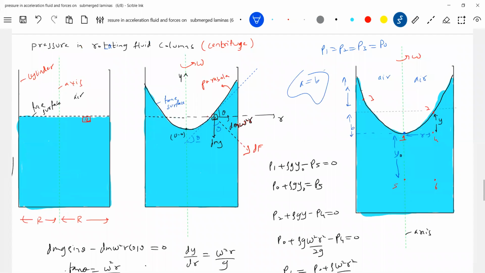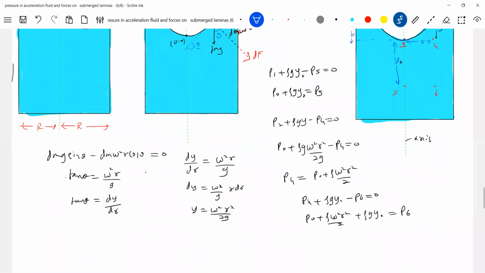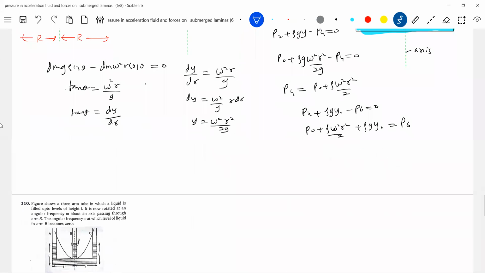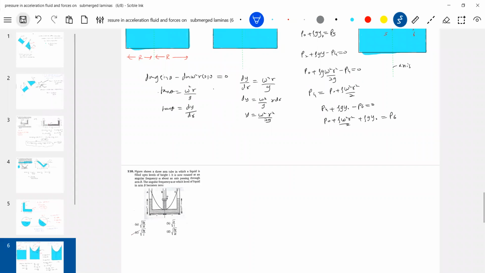And now, can it here also spill out? We'll have some small discussion, then I'll come to the numericals. Here also, will it spill out in these situations?